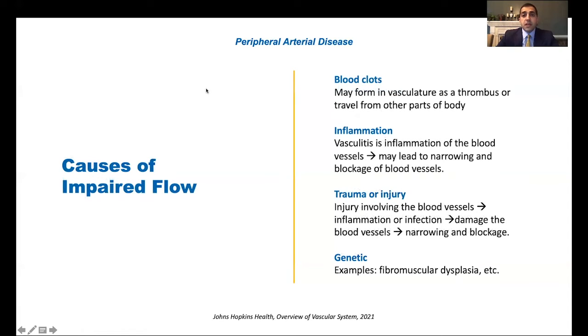There are other causes that can restrict blood flow in the peripheral arterial system. And these include blood clots that may form in the vasculature with ruptured plaque, which we'll talk about, or they may be blood clots that embolize from other areas of the body, which includes the heart, into the vasculature. You can have inflammation, and vasculitis is the common term for inflammation of the actual blood vessels. You can have trauma or injury to that segment. In some cases, you can also have genetic predisposition for this and genetic causes.